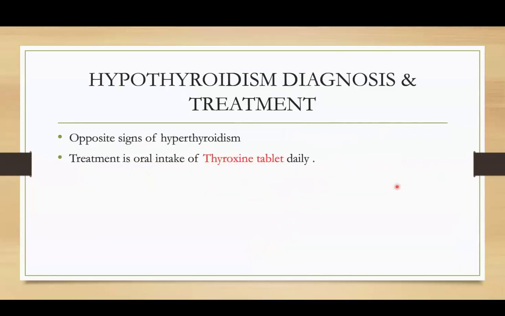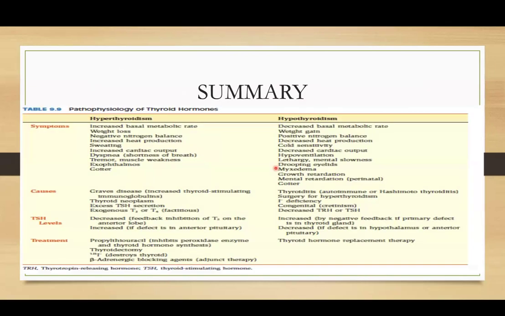So how do you diagnose it? Basically, everything that we said about hyperthyroidism, you just reverse it. So there'll be low T3, T4, there may be high TSH, possibly, and you may have the antibodies against thyroid peroxidase in case of Hashimoto's disease. The treatment is quite simple. You just take the thyroxine tablet, and that gives you enough thyroid hormones for you to go along with your day.